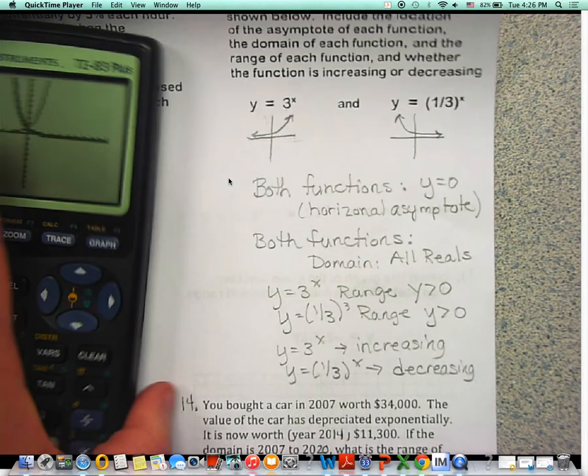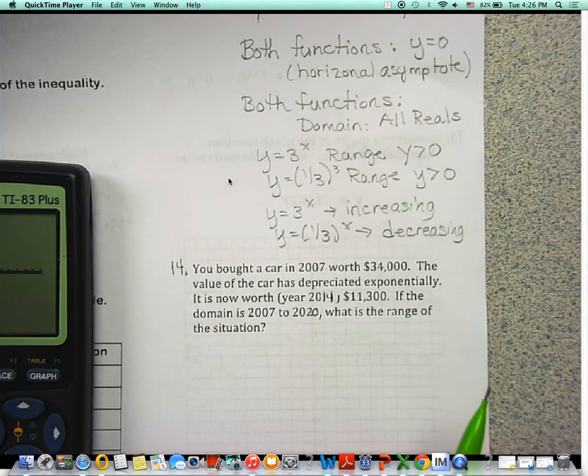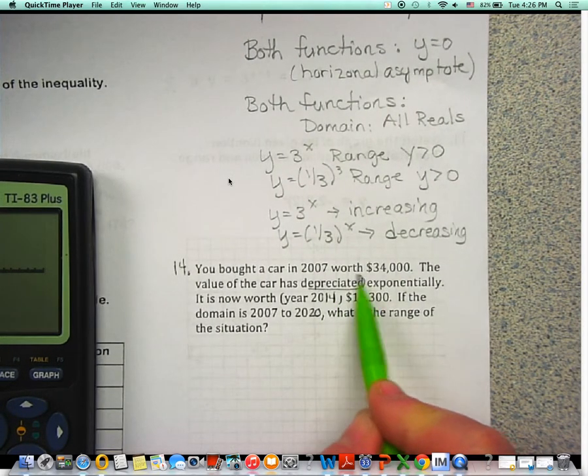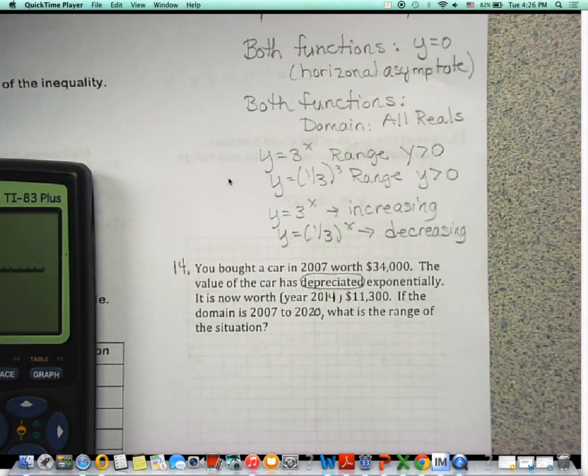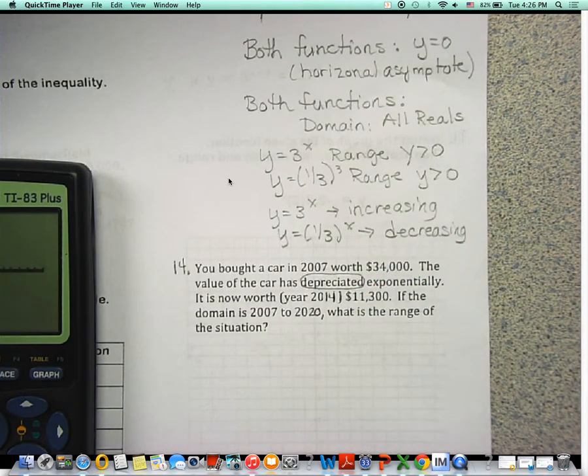Okay, then, number 14. You bought a car in 2007 worth $34,000. The value of the car has depreciated exponentially. It is now worth, in year 2014, after it's really last year, $11,300. If the domain is 2007 to 2020, what is the range of the situation?